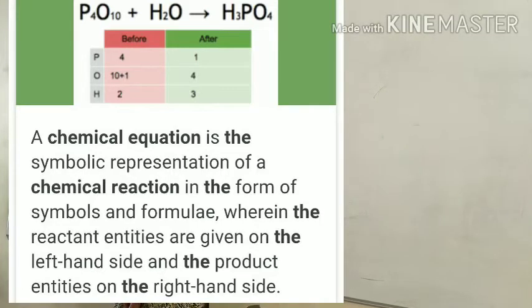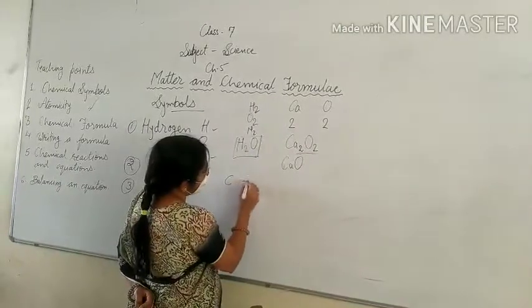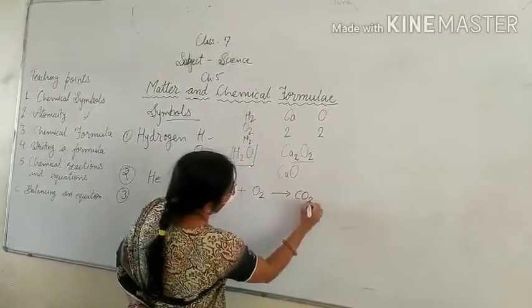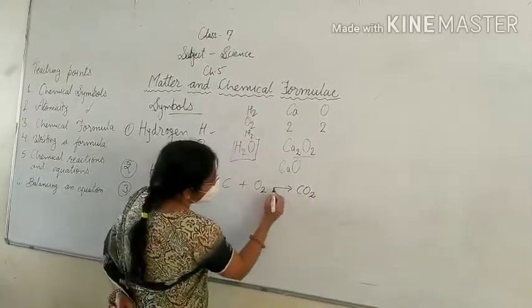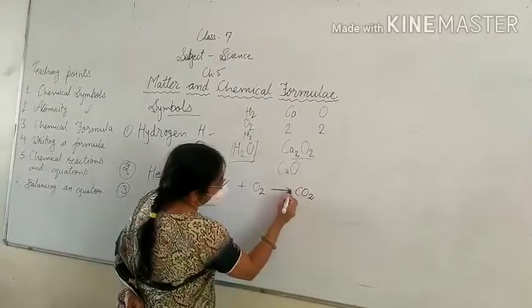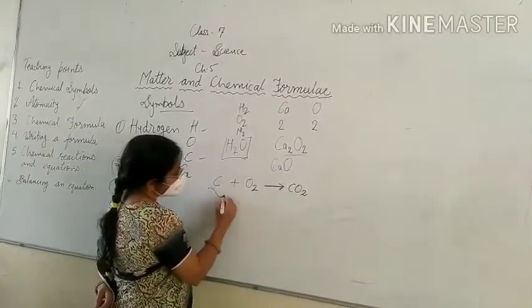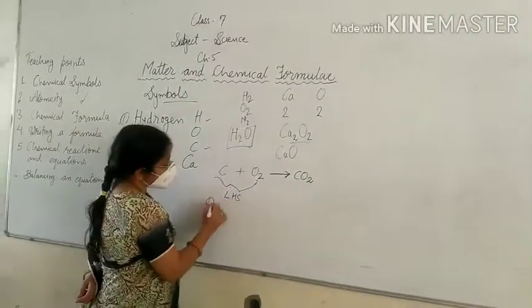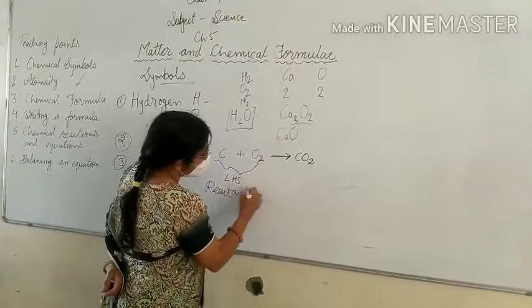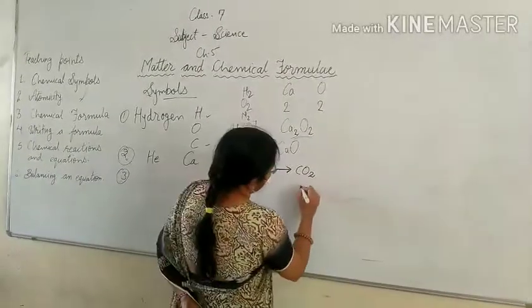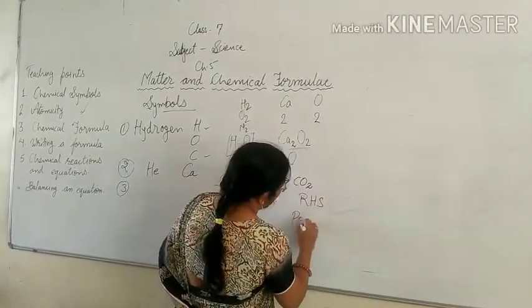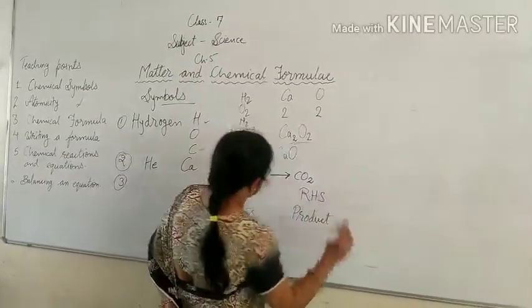Here we can take the reaction of anything, for example carbon. When burned with oxygen, it forms carbon dioxide. Here, both these parts are separated with the help of an arrow. On this side, which is called the left hand side, the reactants are represented, and on the right hand side are the products. These are known as products.